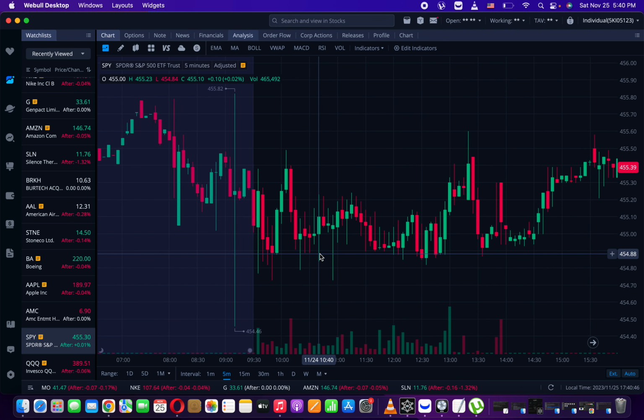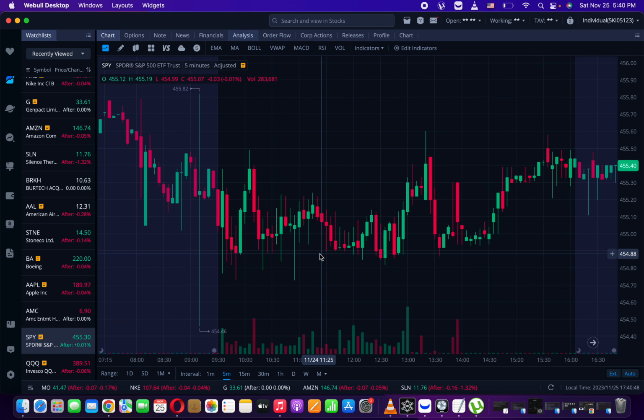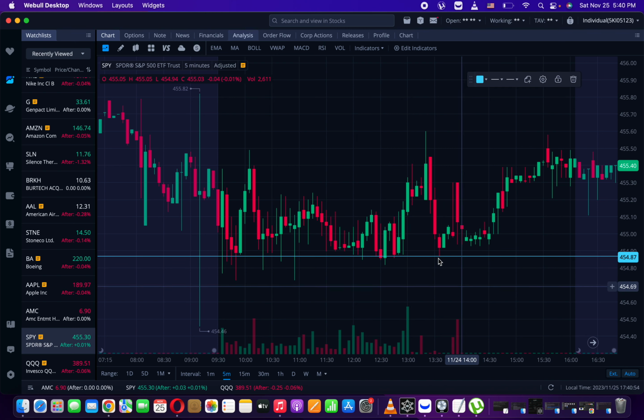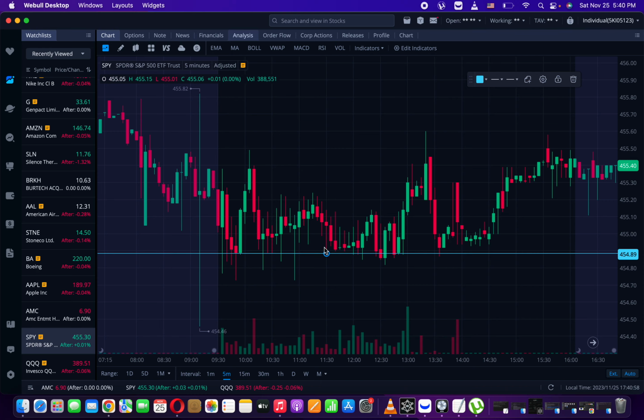So if we look at the chart in general and we pull out a little bit, it looks like we did have some sort of support here for the day. And I'm just going to make a line there across the support. So we had some support here for the day.